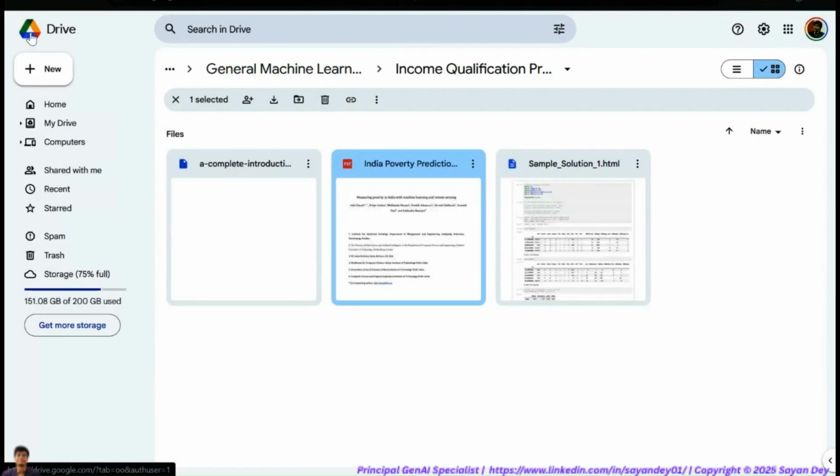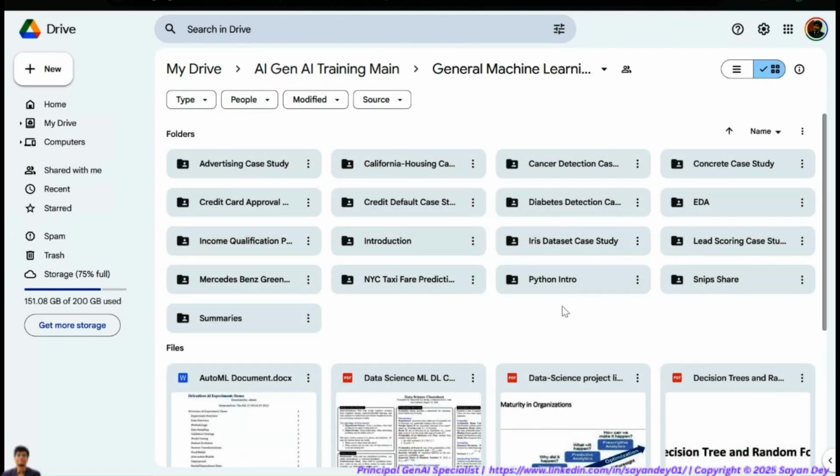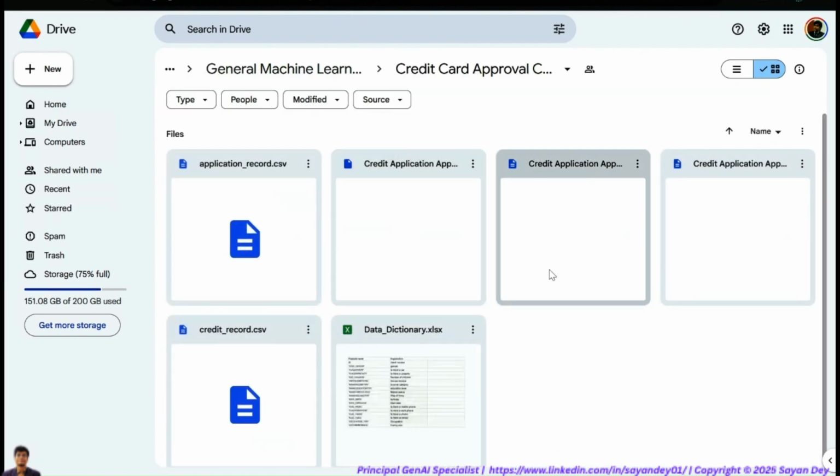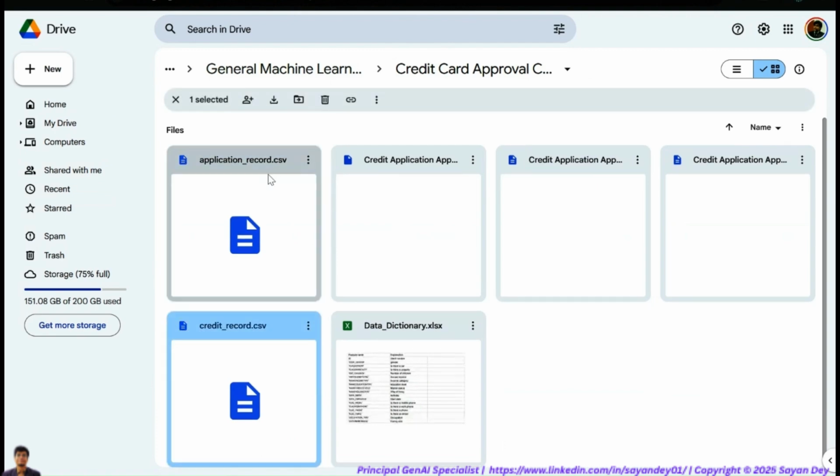On the same lines, I've uploaded one more very interesting case study, which you can go through later on. This is also related to a credit card use case. I've given the solution file for it. You can see it later on, but it is related to the same concept: how in the real world you will use data from different sources.